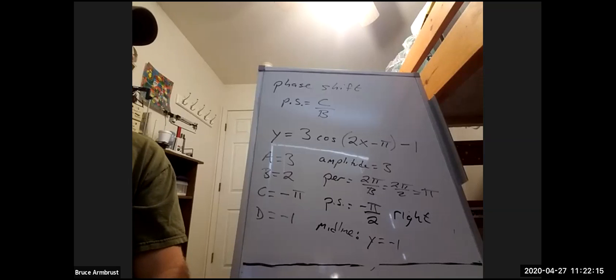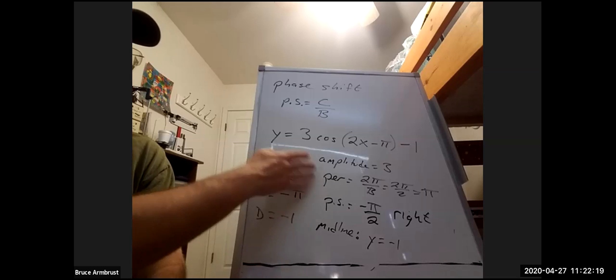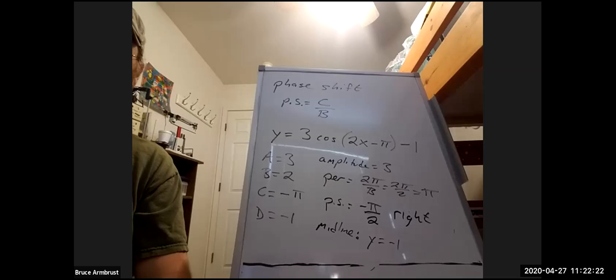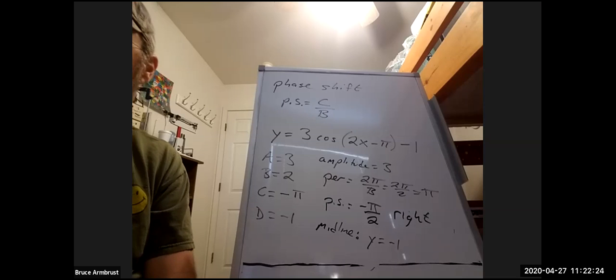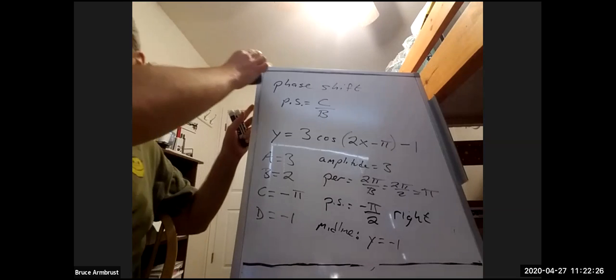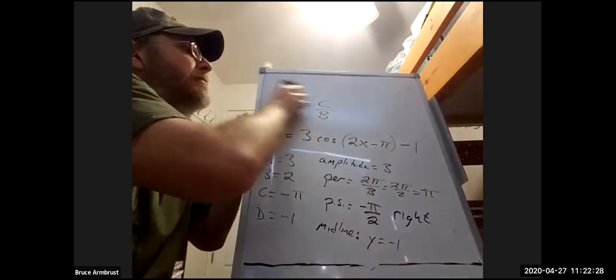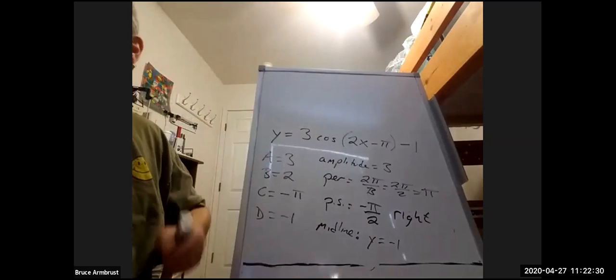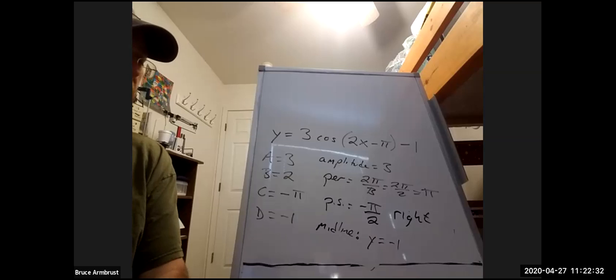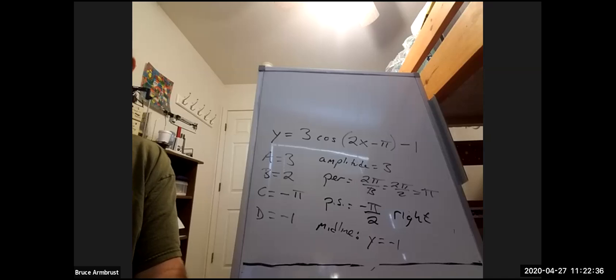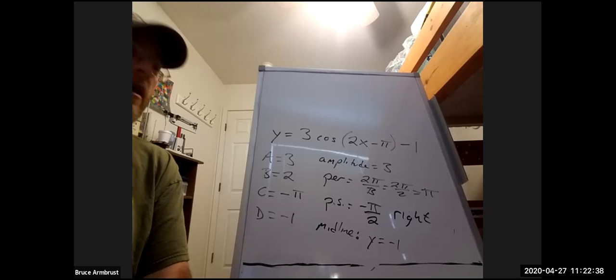All right, so before we try to draw a graph of this, any questions about how I went through this and found the different information? Okay, so I'm going to show you how we can graph this by hand. And then what we'll do is we'll go to Desmos and confirm that our graph looks good.